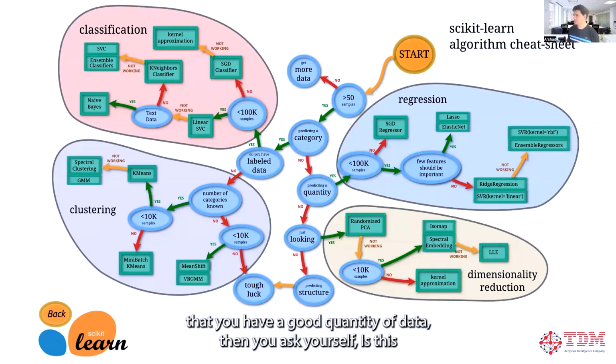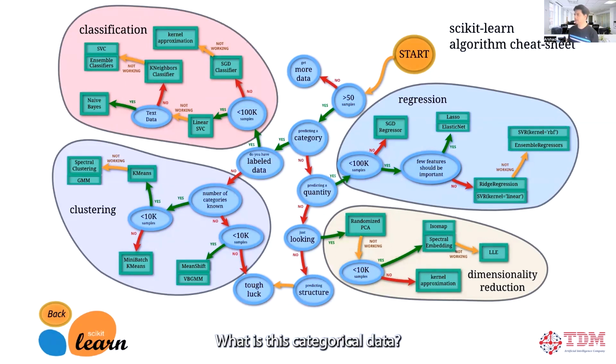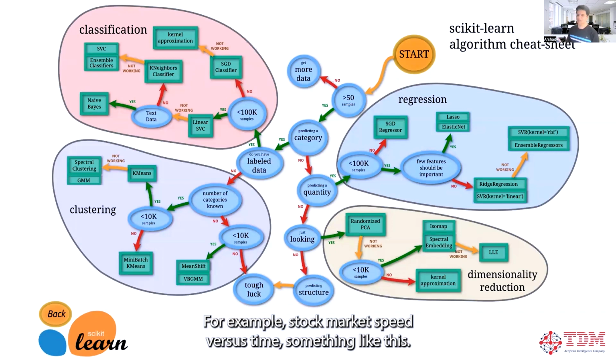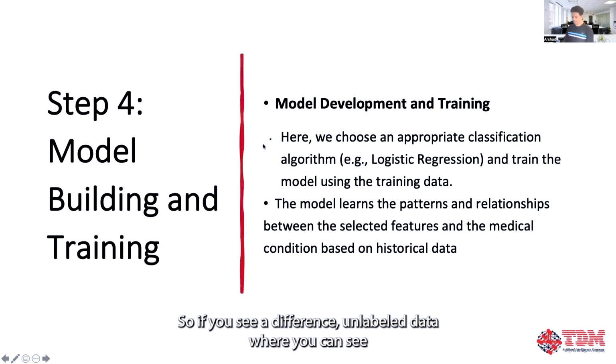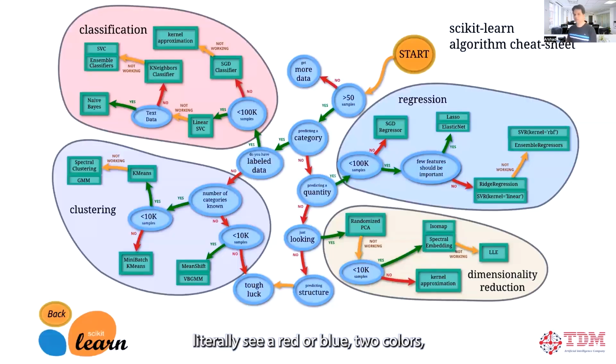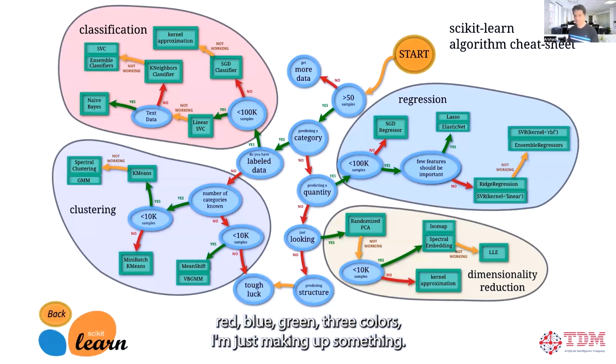After you figure out that you have a good quantity of data, you ask yourself, is it categorical data? Then you ask yourself, is it quantitative or labeled? Can I see a clear difference in the data, or can I see clear patterns of continuous data? For example, stock market, speed versus time, something like this. If you see a difference, labeled data where you can see, say, red or blue, two colors, or red, blue, green, three colors. I'm just making something up.